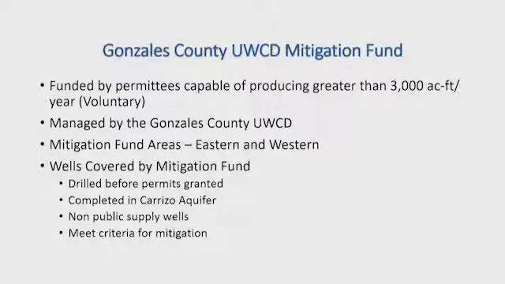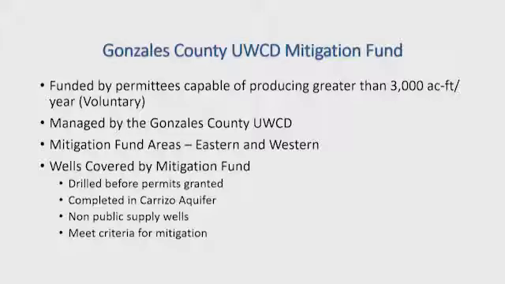Okay, I'll go through them pretty quick. Our mitigation fund is funded by the permittees capable of producing greater than 3,000 acre-feet per year. And it's voluntary. There's nothing in Chapter 36 that says we can make them do a mitigation fund. So they all voluntarily agreed to the mitigation fund that we have. We manage it.